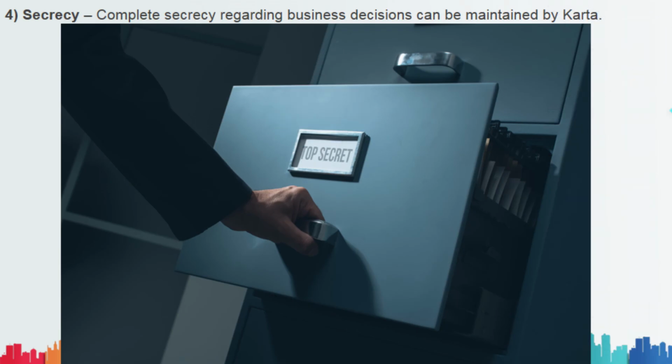Next is secrecy. Here, the Karta is capable of maintaining every secret regarding the business and its activities. So the confidentiality is more. The secrecy will be maintained within the family, and even more secrets will be kept in the Karta's hand. So it's his wish to share the secrets among the members.